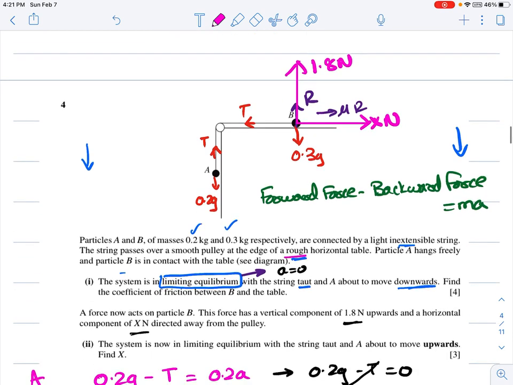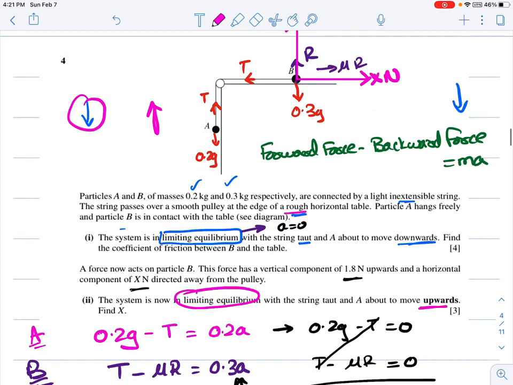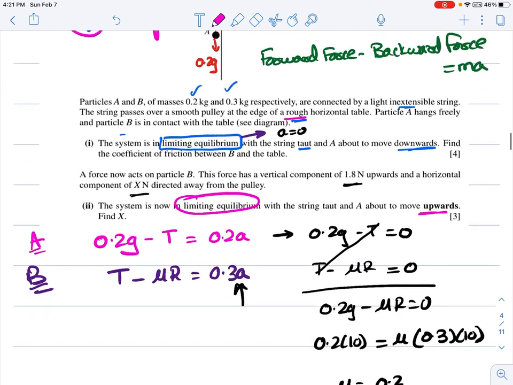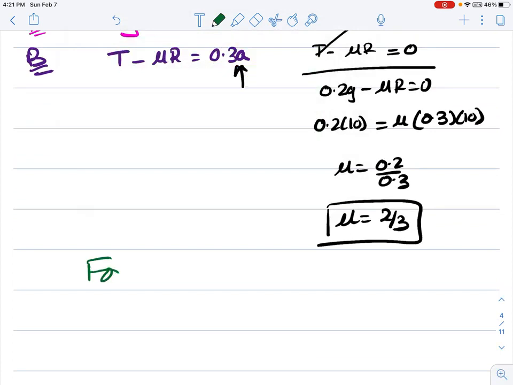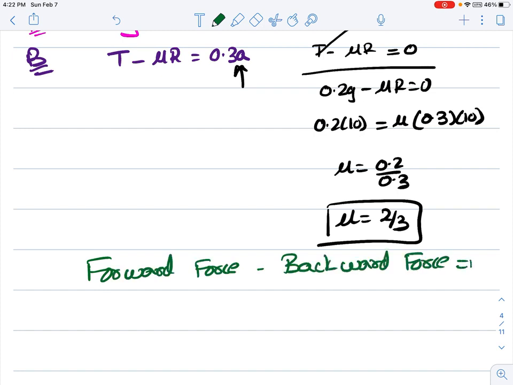The system now is still in limiting equilibrium, and A is about to move upwards. Last time it was moving downwards, now it is about to move upwards. If A is about to move upwards, it means B is moving towards your right. Same thing every time: forward force minus backward force is equal to ma.